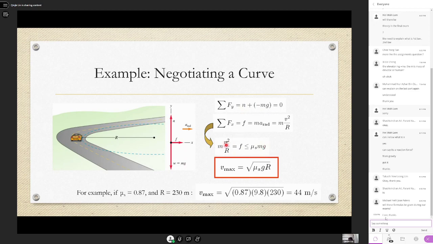Okay, so from here, you want to find what's the V max. Actually, you just make V the subject. You can get an expression for it in terms of mu S, which is the static coefficient, and also depends on how much you turn, which is the radius of curvature.